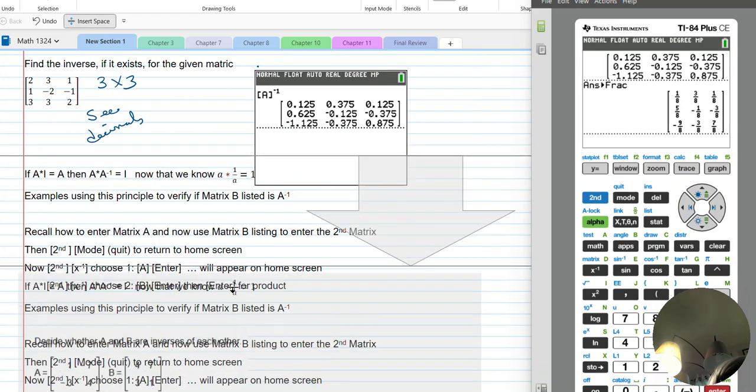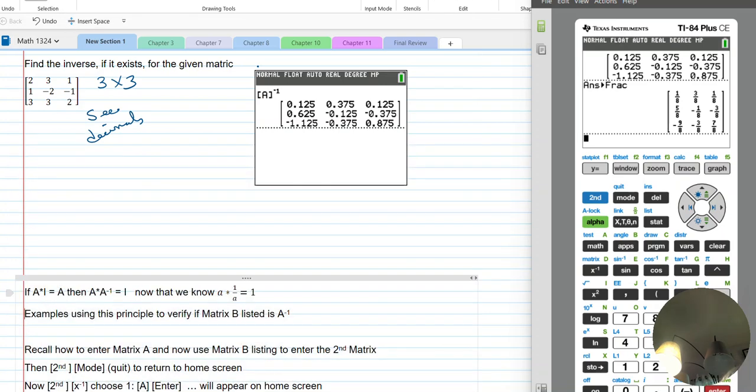Make some room. And I'm going to write my fractions as 1/8. Not negative. 1/8. 3/8. 1/8.